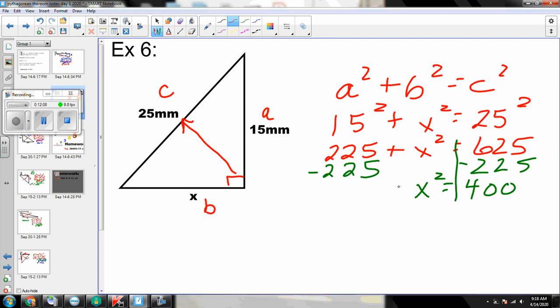And then I do the opposite of squaring x. I take the square root. So the square root of x to the second would just give me an x. The square root of 400 is 20. So the missing side is 20 millimeters. This would be 20 millimeters long. Which, if I look at my right triangle, that answer sounds reasonable because it has to be less than 25. The longest side is the hypotenuse, and the hypotenuse is 25. So 20 does make sense for one of the legs.